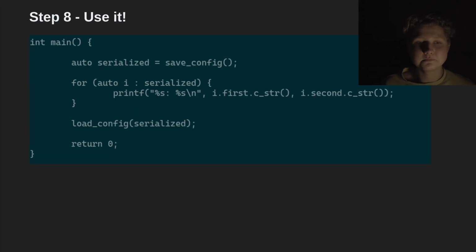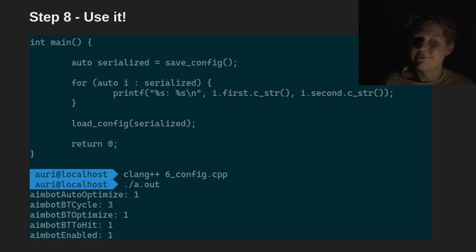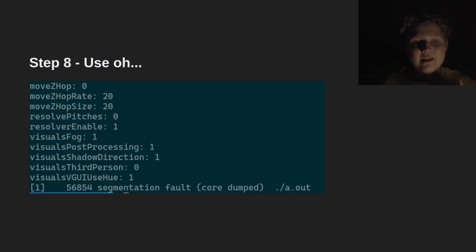You use it. First of all, we save it, we print it out, and we load. It's really awesome. And we just compile it, we run it, we see output of different variables which we defined, and then we go, oh, we got a segmentation fault, well, something crashes. No worries, we will debug it.